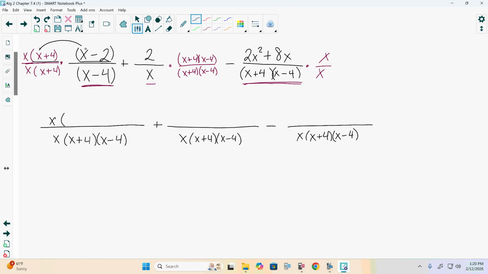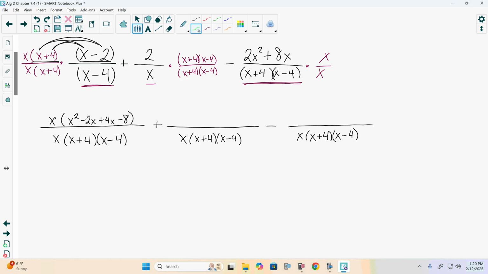So when we do this here, we would have the x times x, which is x squared. X times negative 2 is negative 2x. 4 times x is plus 4x. And 4 times negative 2 is negative 8. We'll need to combine like terms, and once we finish doing that, we'll distribute that x through once.